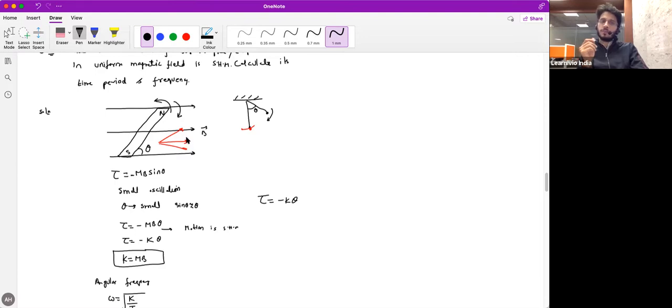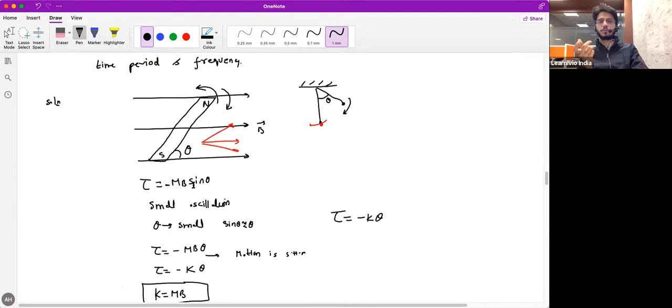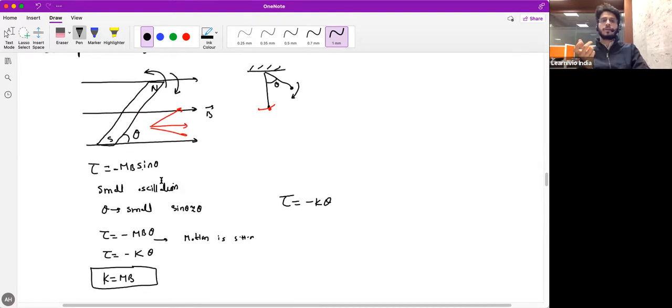But it will overshoot its equilibrium. It will come to this position. Again, the torque starts acting and tries to bring the dipole back to its equilibrium position. It just keeps on oscillating about its position. Now we have to prove that this oscillation is SHM. So we take a small oscillation where sin theta is equal to theta. That's the condition for a small oscillation. Then instead of sin theta, you can write theta.